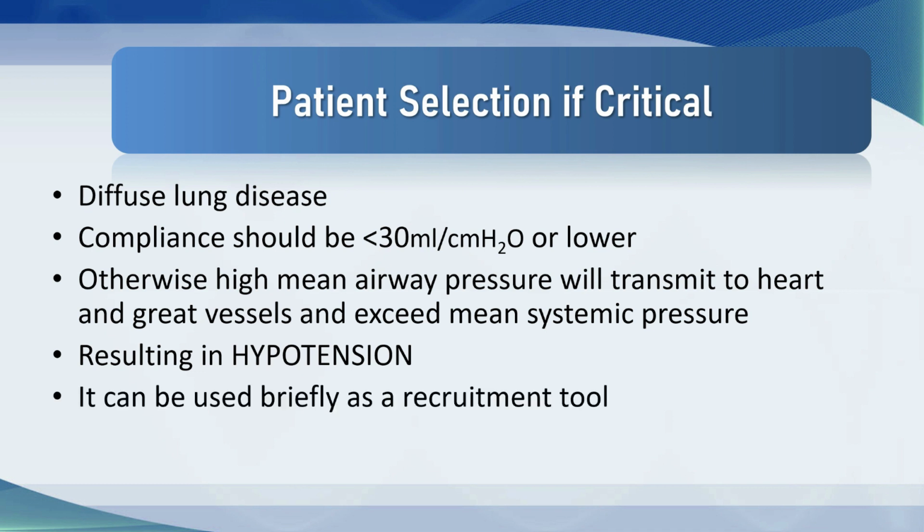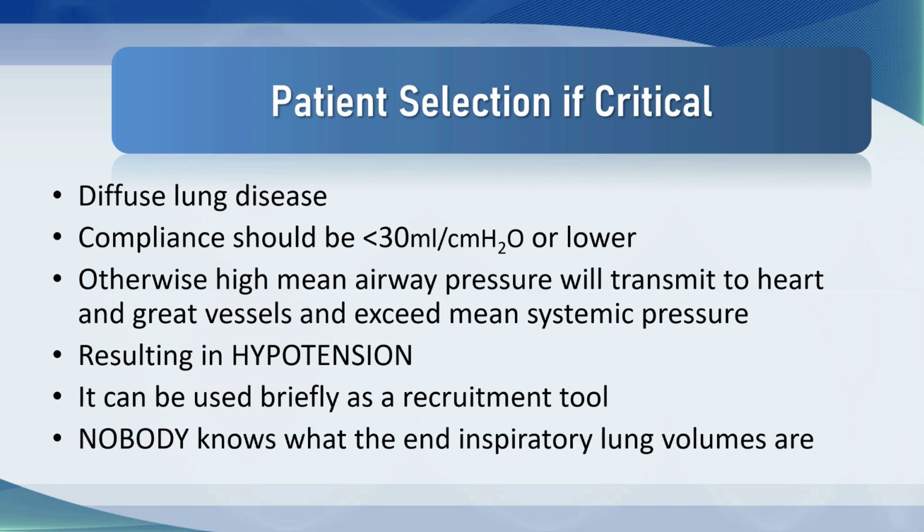Now, it can be used briefly as a recruitment tool for a couple of minutes. You put them on this and it's perfectly fine, but you need to remember to go back to conventional strategy. And frankly, nobody knows what the end inspiratory lung volumes are in airway pressure release ventilation. There are lots of people out there who will tell you, no, you should not exceed 6 mils per kilo of tidal volume in patients who have acute hypoxic respiratory failure.